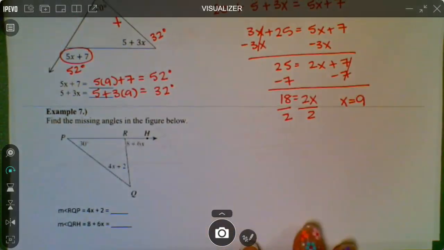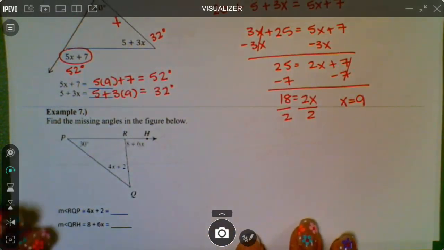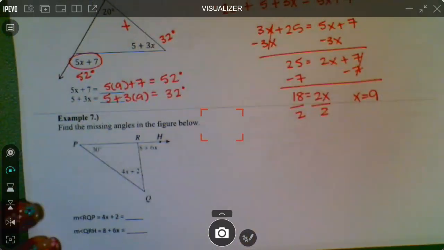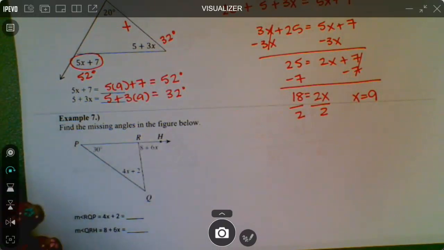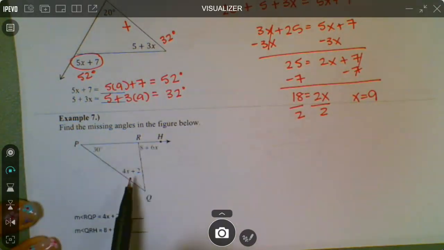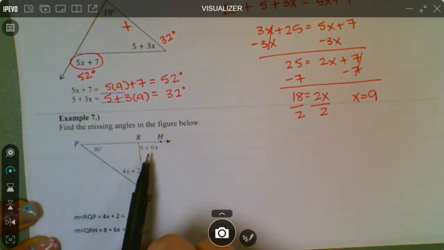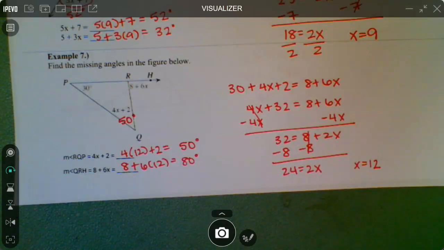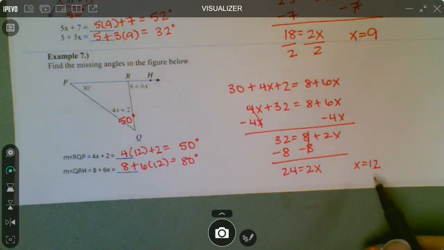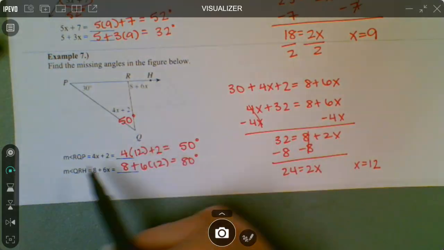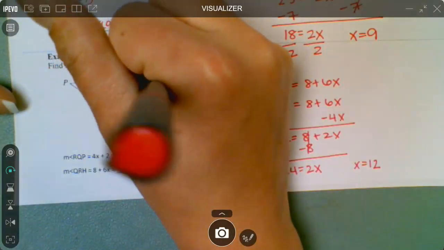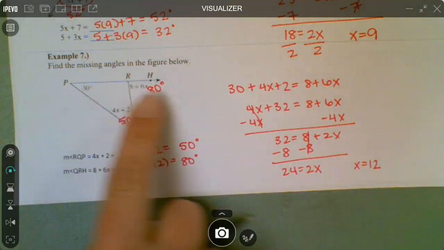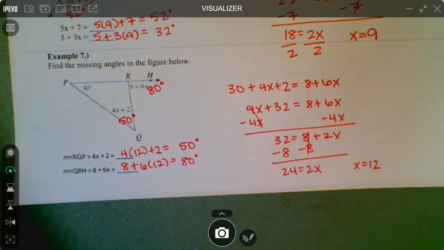Okay, let's go ahead and pause the video, do this last problem, number 7. Once you finish number 7, then go ahead and unpause the video and check your answers. So we're looking at 30 degrees, 4x plus 2, and then an 8 plus 6x we're solving for. When you solve for this, you should have got x was 12. When you plug it back in, the first one ends up being 50, and the outer exterior angle is 80, which makes sense because 50 plus 30 equals 80. That's all.